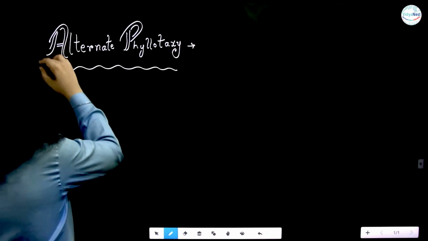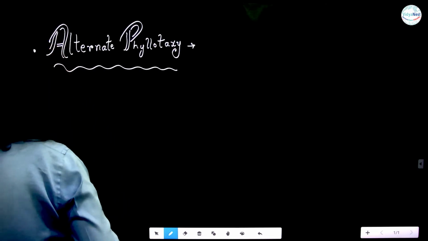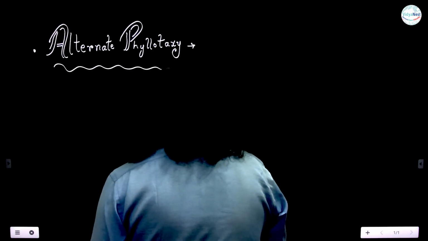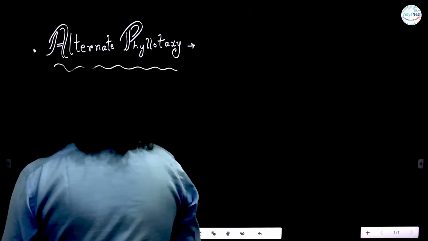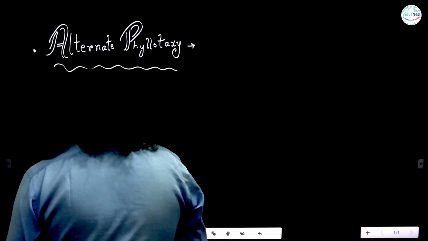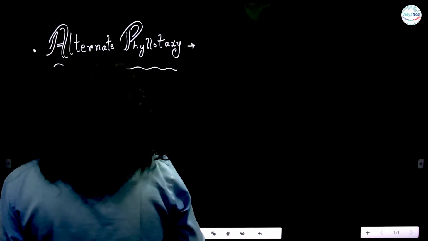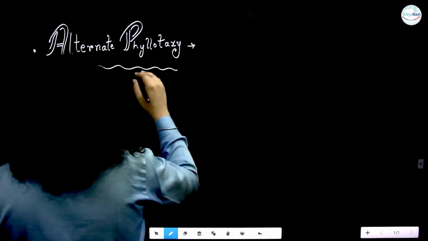So what is this alternate phyllotaxy? Basically, here in this case, we find the leaves are present in generally alternate or spiral manner. It is also known as spiral phyllotaxy.